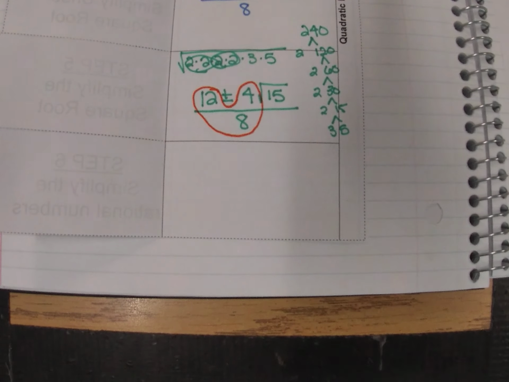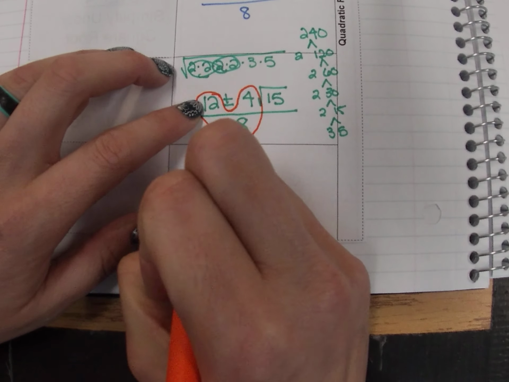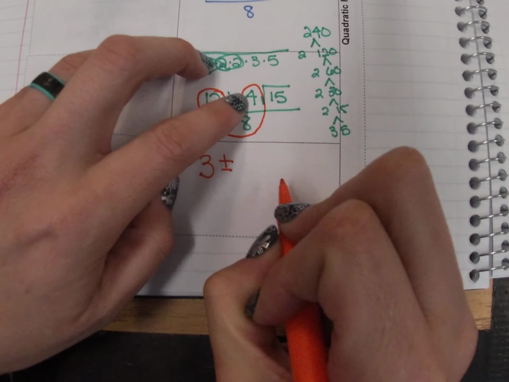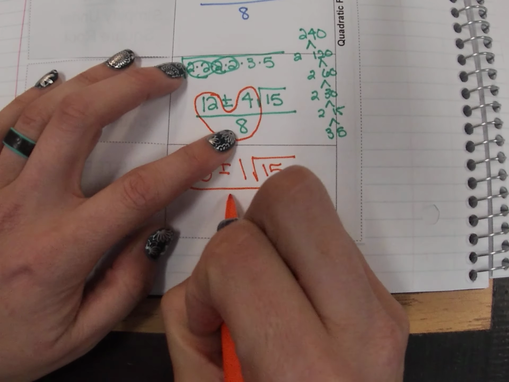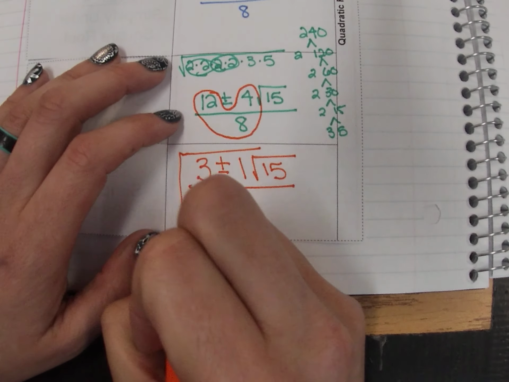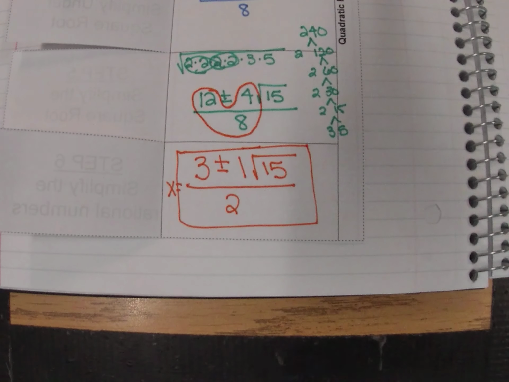So we're going to ask ourselves, is there a number we can think of that goes into 12, 4, and 8? Those numbers can all be divided by 4. So 12 divided by 4 will give us 3. 4 divided by 4 will give us a 1. We could write that 1, but it's not required. And 8 divided by 4 gives us 2. And so our fully simplified answer, oops, I should have x equals in there, would be x equals 3 plus or minus the square root of 15 all over 2.